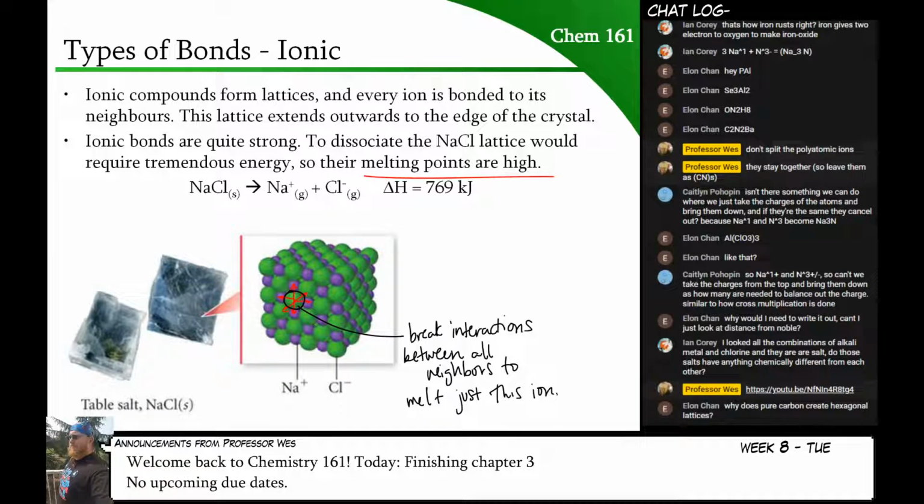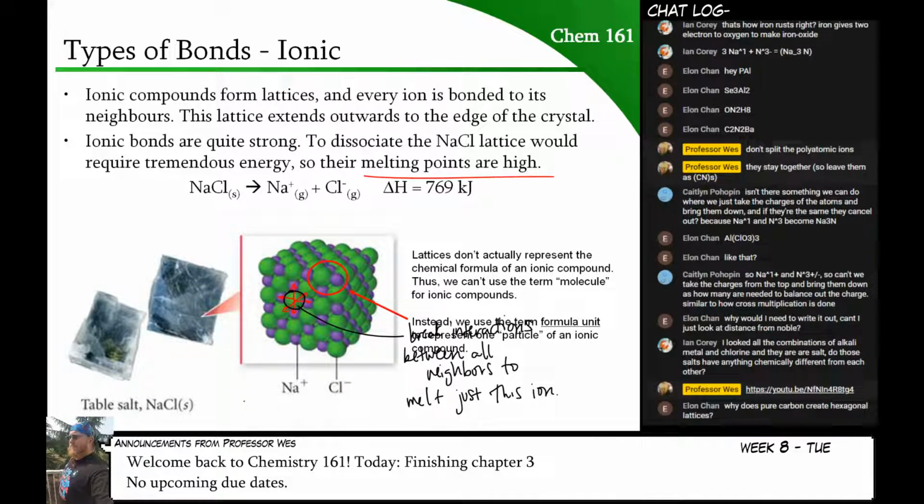On the board here, I have the amount of energy that is needed to melt a mole of sodium chloride, 769 kilojoules. That's a lot. In fact, that's not just melt, but dissociate from solid into gaseous ions.